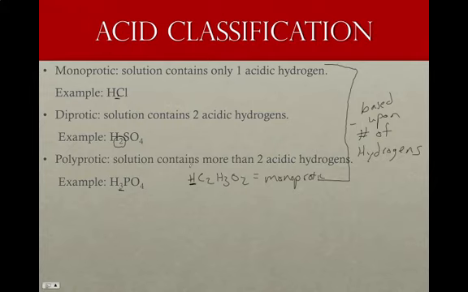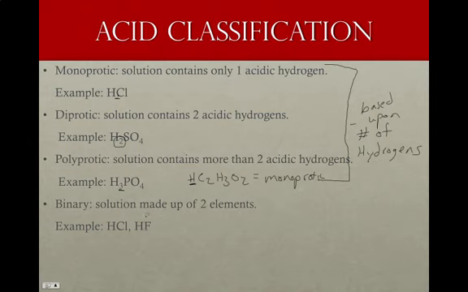The next type of classification system is based upon the number of elements that you have in the acid. The first one is binary, and it's an acid that's made up of 2 elements. For example, HCl and HF. HCl, hydrochloric acid, is made up of hydrogen and chlorine, so it's binary, and hydrofluoric acid is made up of hydrogen and fluorine, so it's also binary.